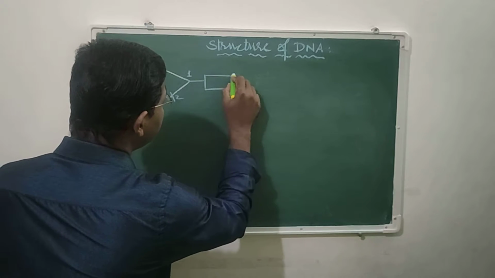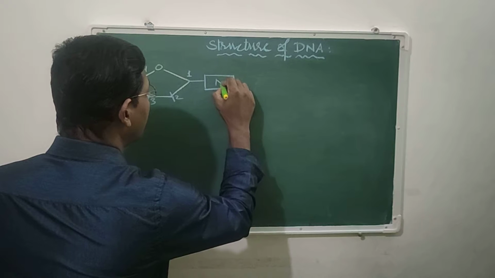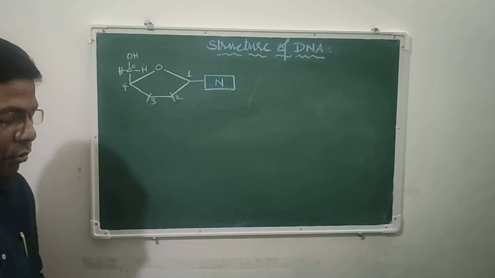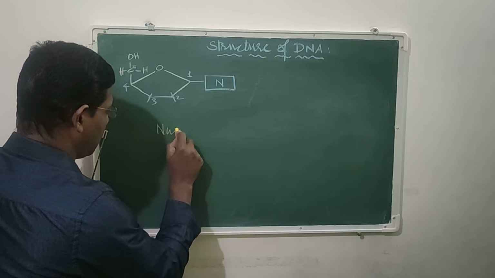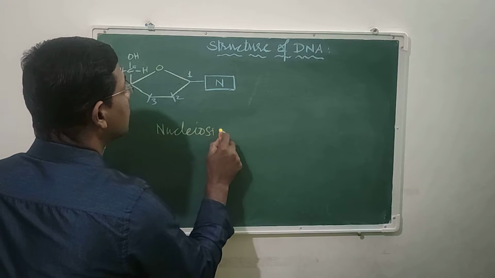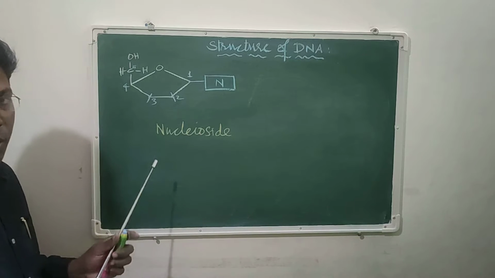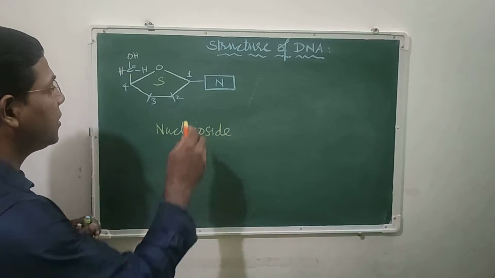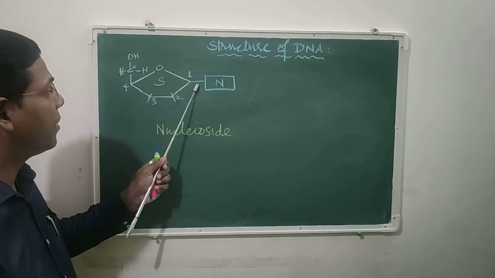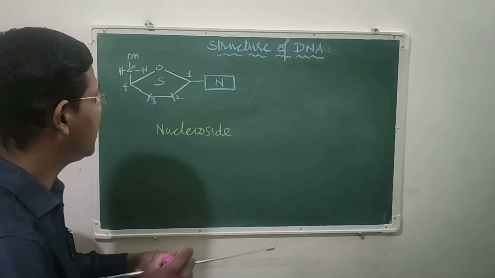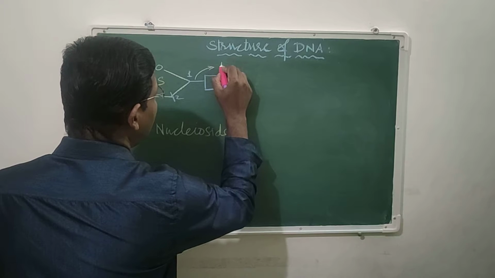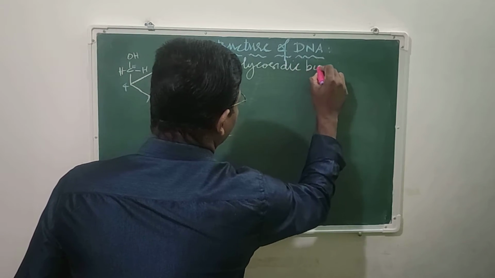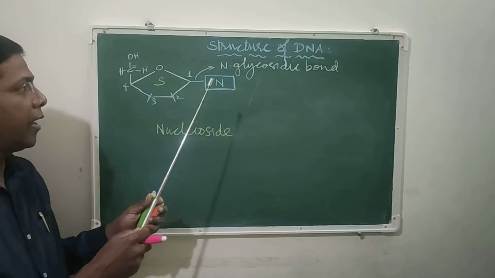When a nitrogen base is attached to the first prime carbon atom, this structure is known as a nucleoside. Nucleoside means a pentose sugar and a nitrogen base. The nitrogen base is compulsorily attached to the first prime carbon atom through an N-glycosidic bond, also called an N-glycosidic linkage.